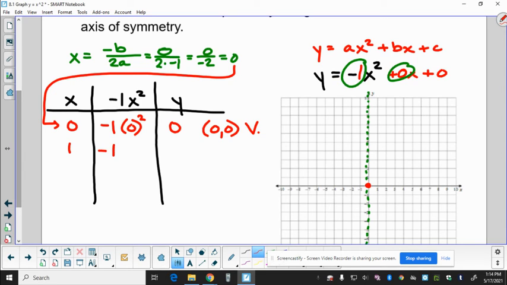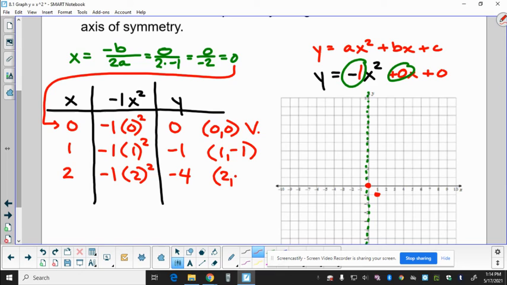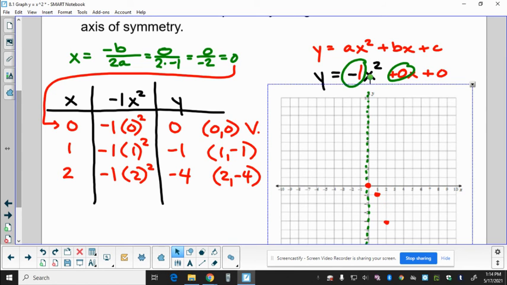How about we put a 1 in there? So 1 squared is 1 times -1 is -1. (1, -1). Okay, now you gotta be careful. Some of these are negatives. So it's actually down there, isn't it? Let's put a 2 in here. So 2 squared is 4 times -1 is -4. So (2, -4) is an ordered pair. 2, and then you drop down 4 points.